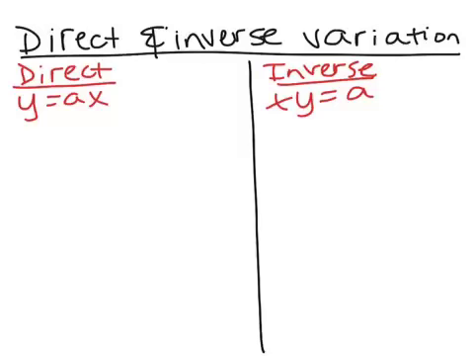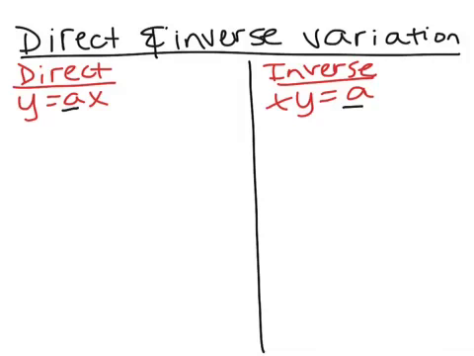For direct and inverse variation, direct variation came with the equation y equals ax, where a represents your constant of variation. And then for an inverse variation, what was different is now it's xy equals a, again where a equals your constant of variation. Alright, so let's take a look at actually seeing this being applied.